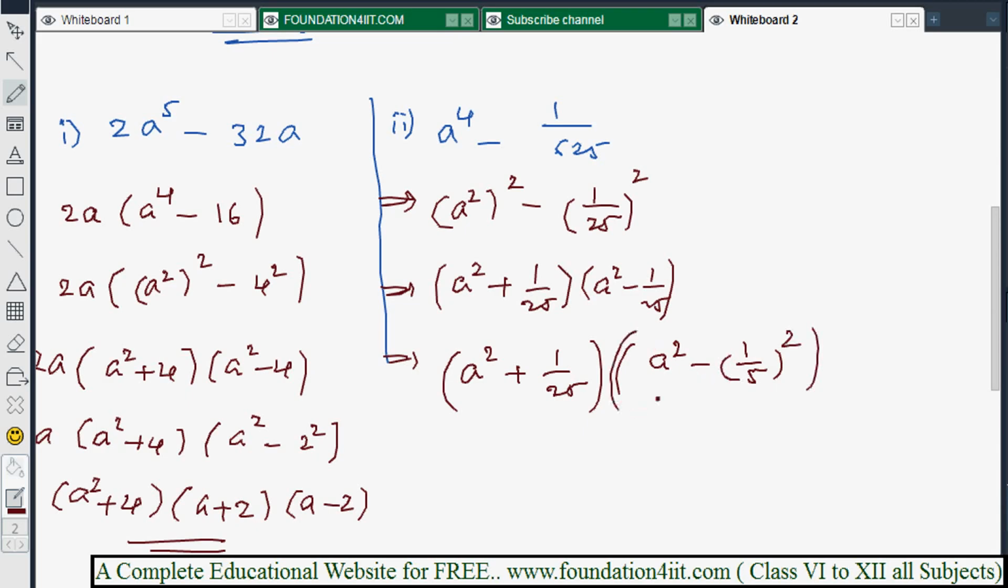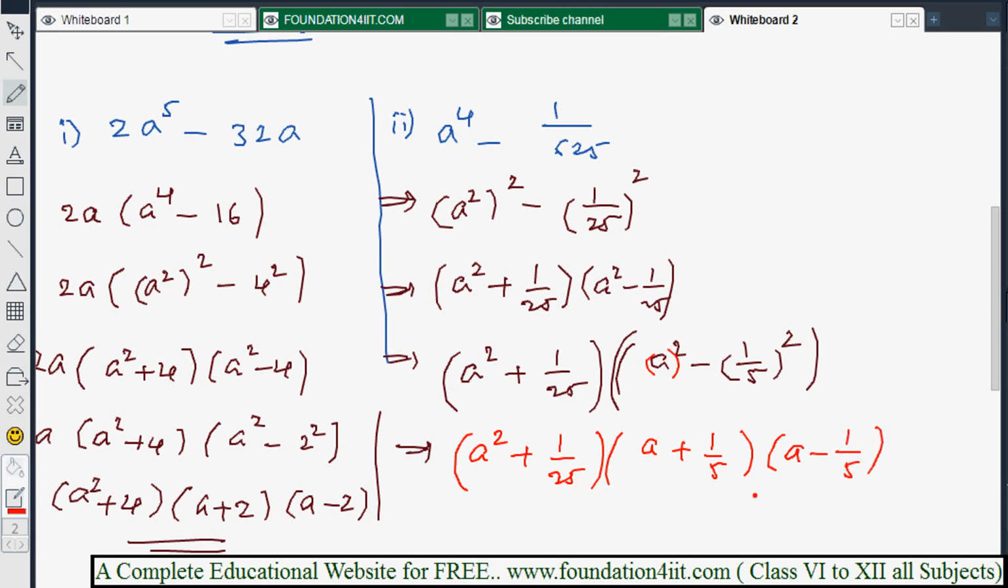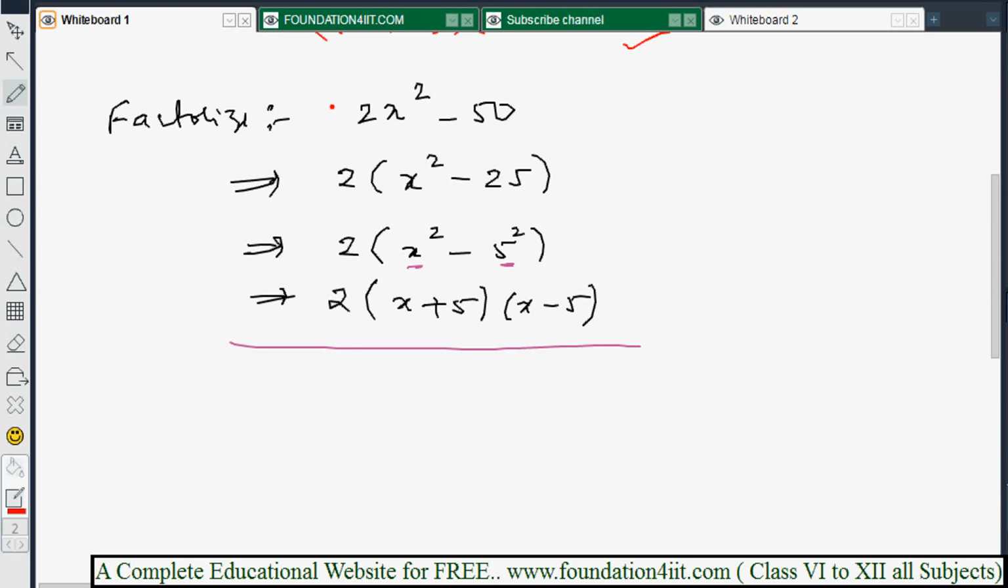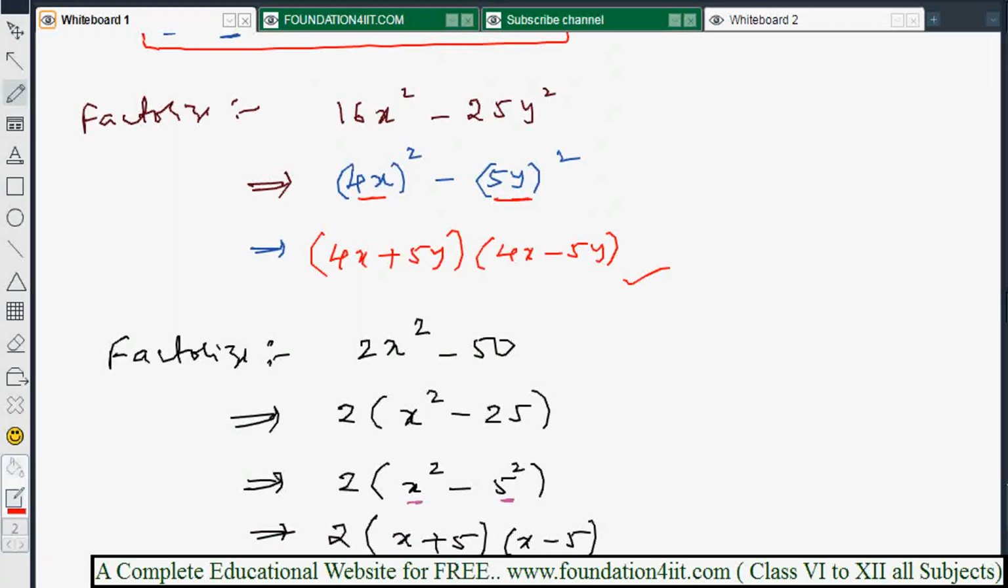Okay, now again a square minus b square for the second product will apply. So finally we'll write the answer like this. That is a square plus 1 by 25 is one expression. Now a square means this is a square minus (1 by 5) square. So a plus 1 by 5 into a minus 1 by 5. That's it. So we only need to apply the factorization difference of two squares. Whenever this applies, this concept and formula will apply here.